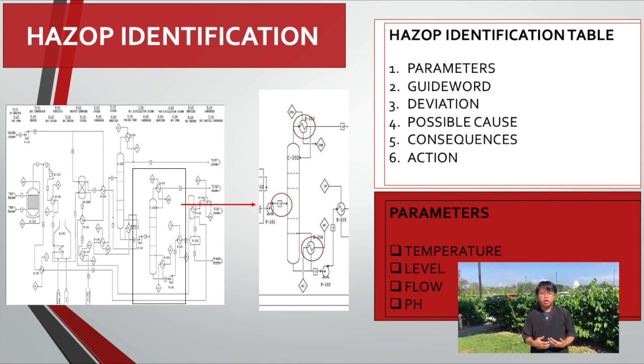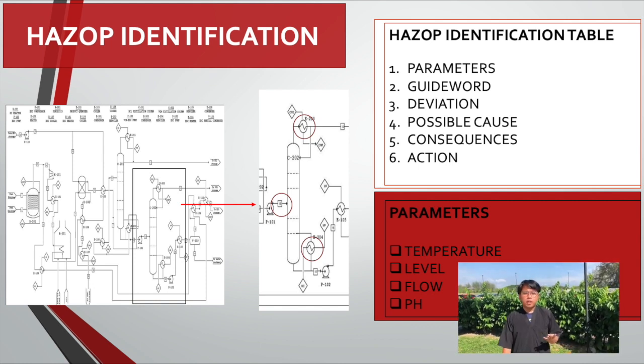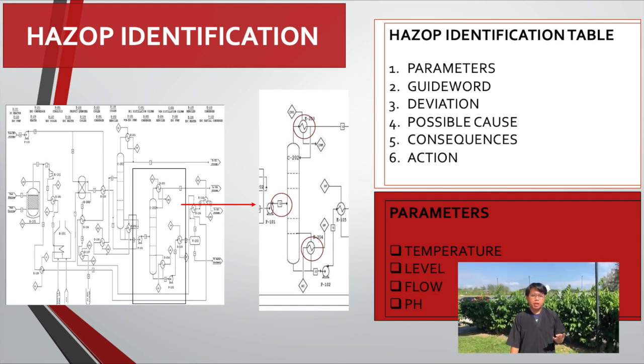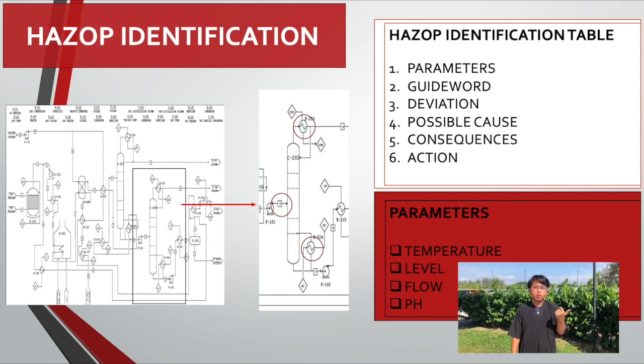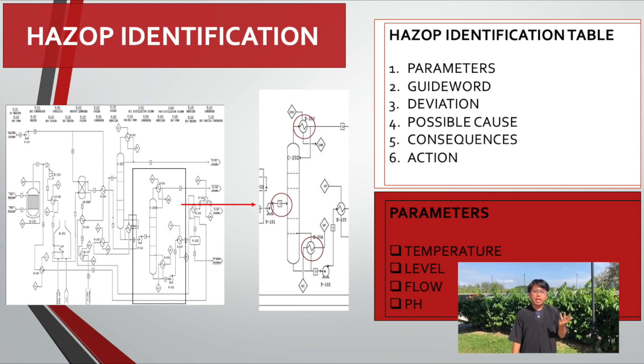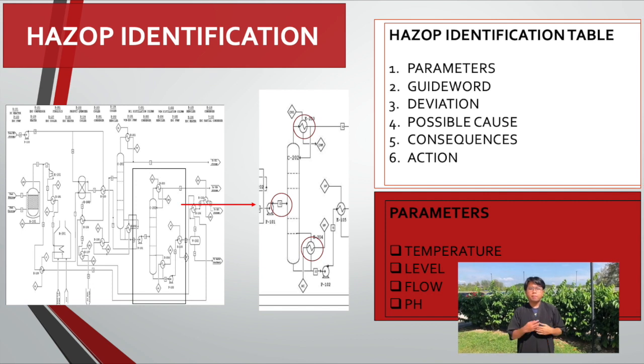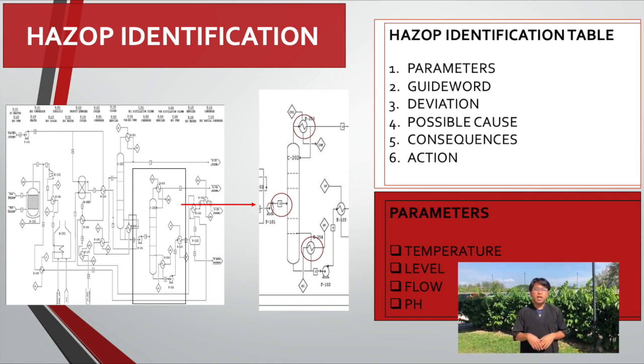So for our project, we have a distillation column. In our project, there are 4 different parameters for which we are going to identify the hazards that can occur. The first one is pH value, the second is flow, then temperature, and the last one is the pressure in the distillation column. So based on the parameters that we have, we will identify whether there are any bad consequences that are going to happen or not.